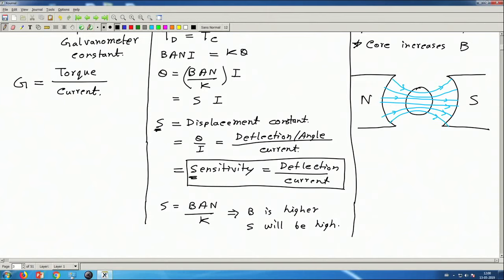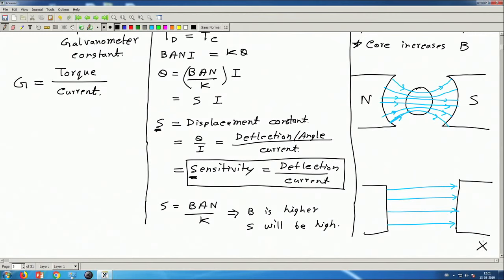Secondly, this core and these curved faces of the poles make the flux lines radial. Radial means the flux lines go radially, that is, these lines are almost perpendicular to the circular or cylindrical surface of the core. If we did not have this core, or if we had the pole faces flat like this, then the flux lines would have been almost parallel like this. This is generally not used; this is how it is generally constructed.